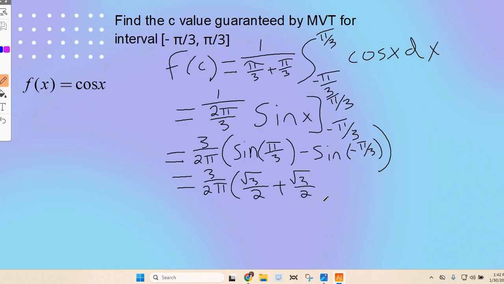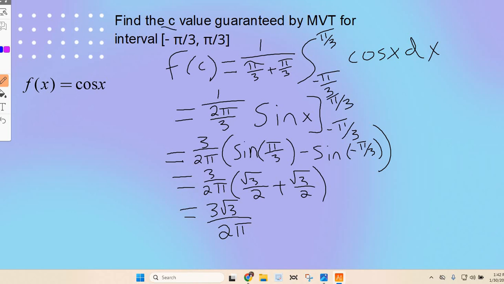Okay. So if I have square root of 3/2 plus square root of 3/2, what is that also? 2 square root 3/2, which is just square root of 3. Correct. And then I'm multiplying, so I end up with 3 square roots of 3/2 pi. Is that going to be a very pretty number? No. So we're just going to leave it like that. But that's my f of c. Yes? It asks us specifically just for c this time.